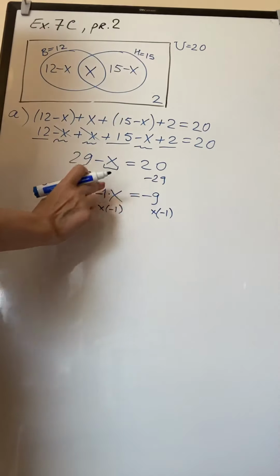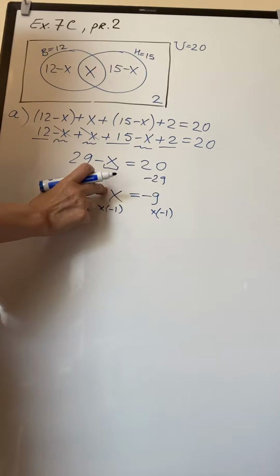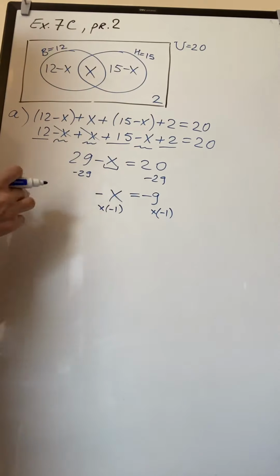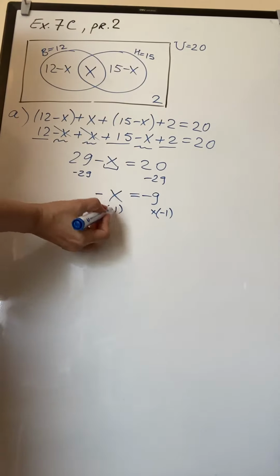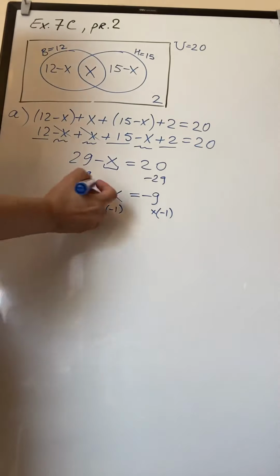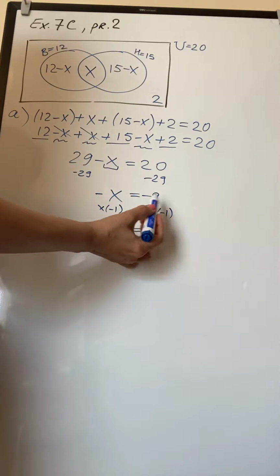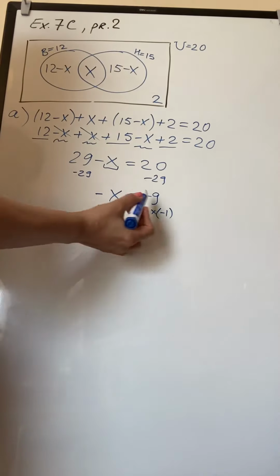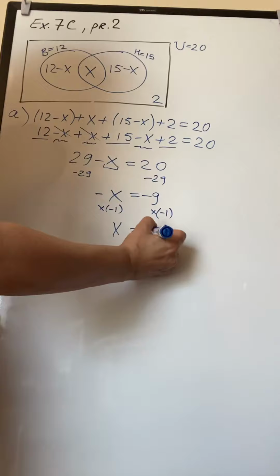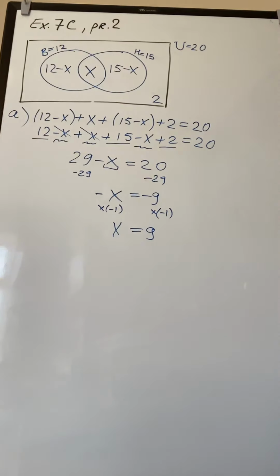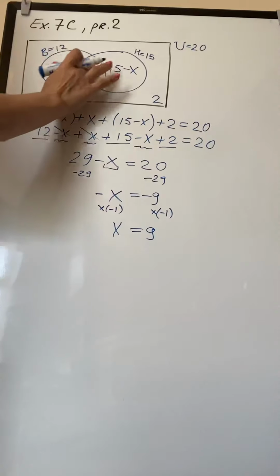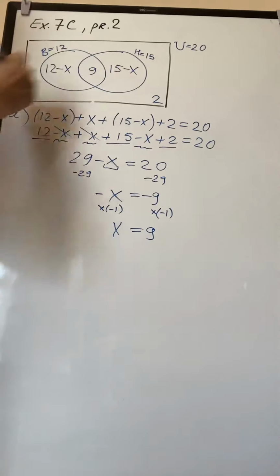Okay? I'm going to erase that so it's not confusing anyone. So, negative times negative always gives us positive. So we achieved our goal here. It's x. So negative 9 times negative 1, again, negative times negative gives us positive. X equals 9. Now, what happened? Yay, we found that 9 students study both biology and history. So I'm going to erase this x in the middle, and I'm going to put 9 in there.